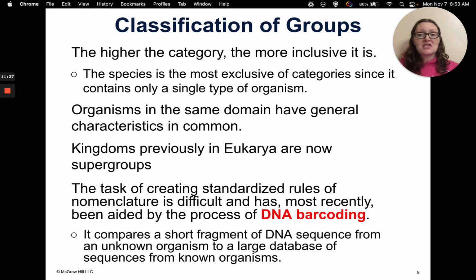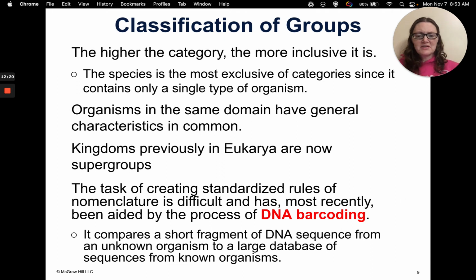So that's where it is right now. Classification is one of those things that is just weird. It just changes all the time. So keep that in mind as you are learning about classification. It's just one of those things that as technology develops, as new animals and new evidence is found, things are going to change. This does not stay the same. And that's why there are superorders and subgroups and supergroups, because this is going to change a lot. So the task of creating standardized rules and nomenclature is difficult and has most recently been aided by the process of DNA barcoding. Again, new technology creates new complications in this.